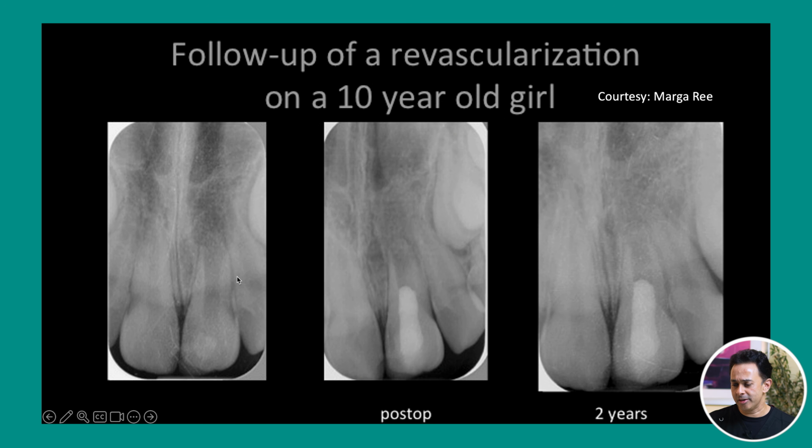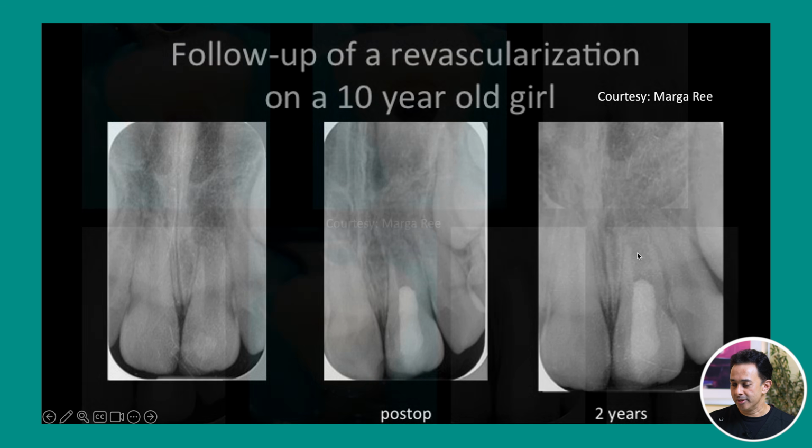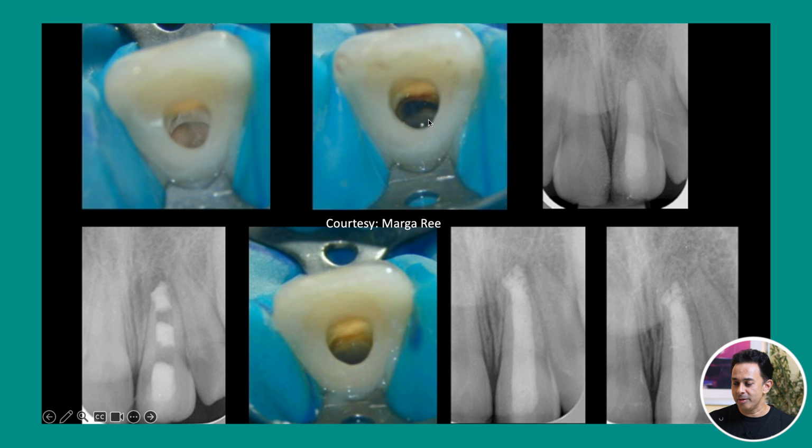Here's another case of Marga's which didn't work out. A 10-year-old girl, you can see open apex, revascularization attempted, and then 2 years later, the apex is still open. So in this case, again, Marga went back in there. She found an empty space there, disinfected the tooth, put MTA at the apex here, and then put a fiberglass post. So that's the post-op.